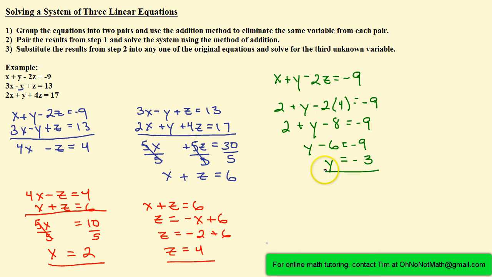So I have my x, my y, and my z. So I write my solution as x equals 2, y equals negative 3, and z equals 4. And that is your final answer. I hope that helps.